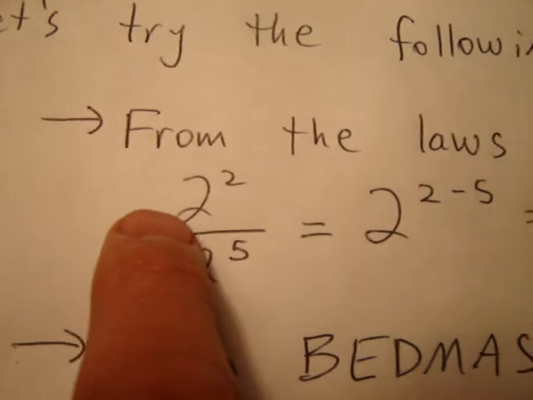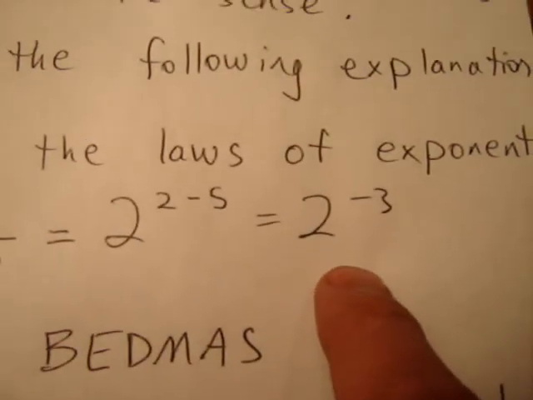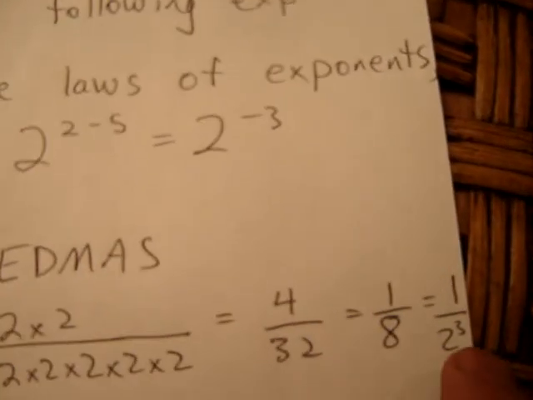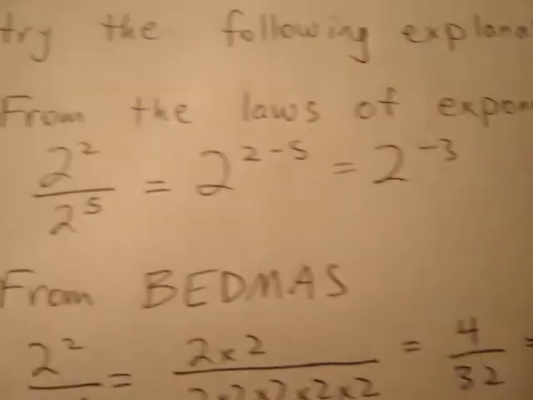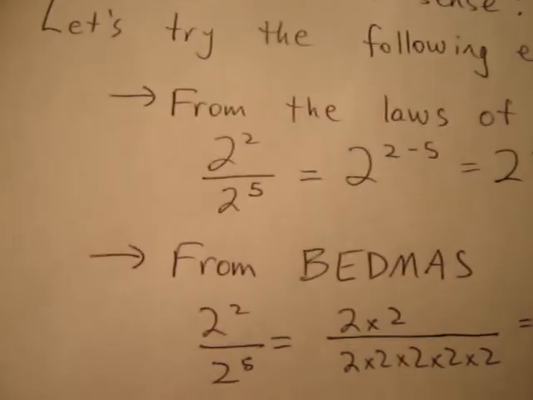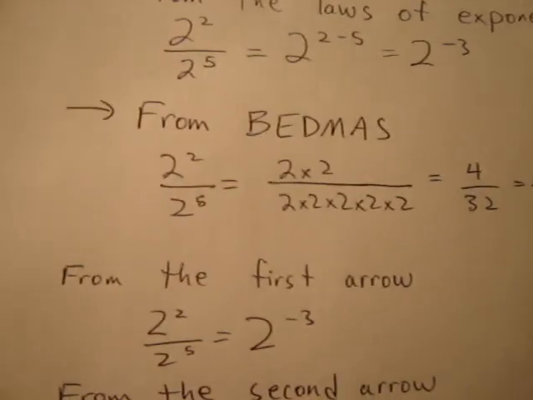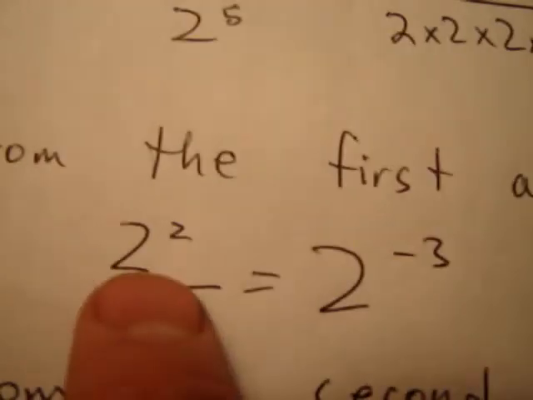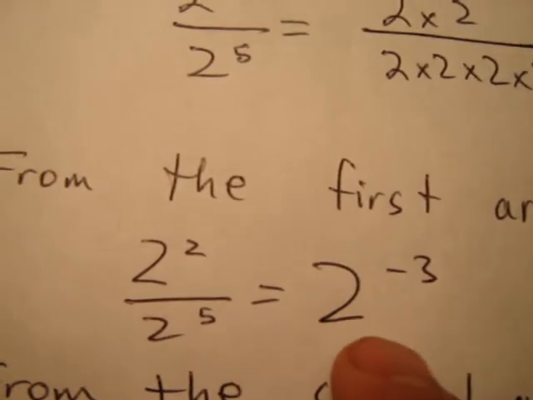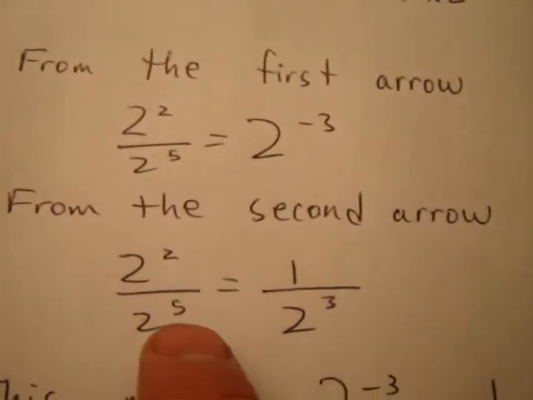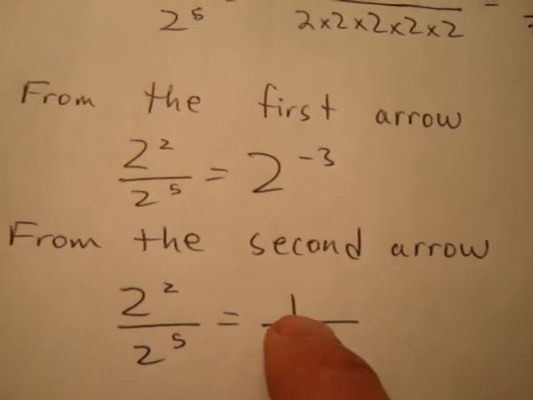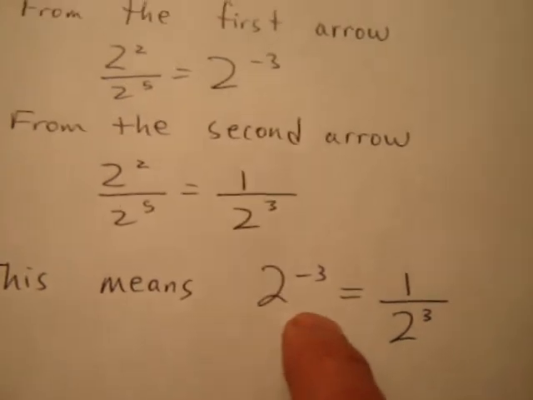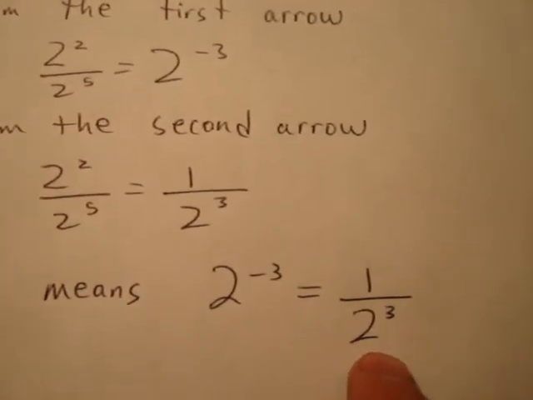But up here we figured out that 2 to the 2 over 2 to the 5 was equal to 2 to the negative 3. So what we just established is that 2 to the negative 3 must equal 1 over 2 to the positive 3, since they're each equal to 2 to the 2 over 2 to the 5. It's a strange explanation, and it takes a little getting used to. We'll try it again. From the first arrow, we know that 2 to the 2 over 2 to the 5 equals 2 to the negative 3. And from the second arrow, we know that 2 to the 2 over 2 to the 5 equals 1 over 2 to the 3. So since these two things equal each other, therefore 2 to the negative 3 must be equal to 1 over 2 to the positive 3.